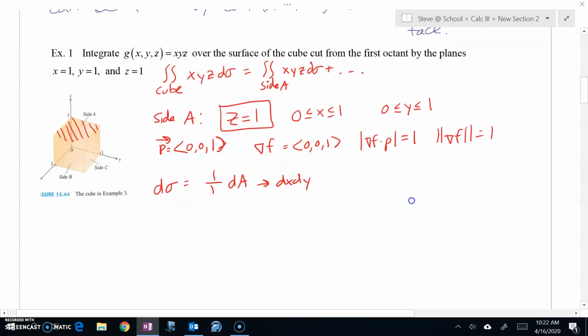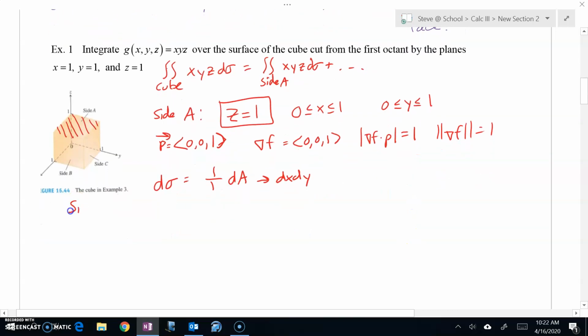So now we're going to set up our actual integral. To do side A, if we integrate this surface integral, we get that x goes from 0 to 1, y goes from 0 to 1, of the function xyz. And remember, for this surface, z is a constant 1. So I can put a 1 in there, and that's how you get rid of the z here. It becomes a 1. And then we put our d sigma in, which is just 1 over 1 dx dy. So basically, all it is is xy dx dy from 0 to 1.